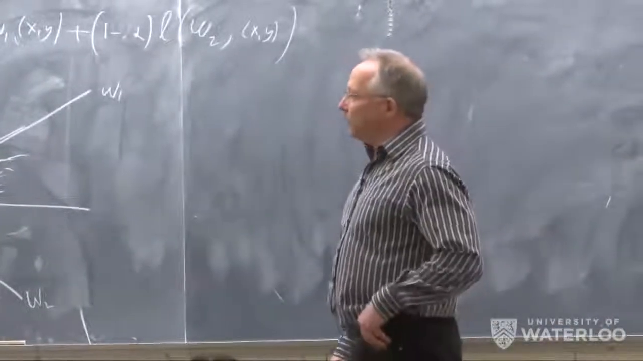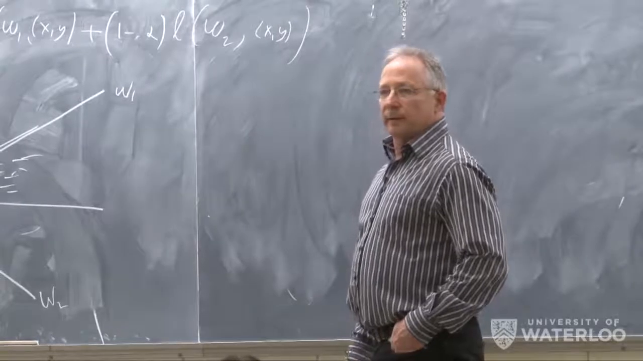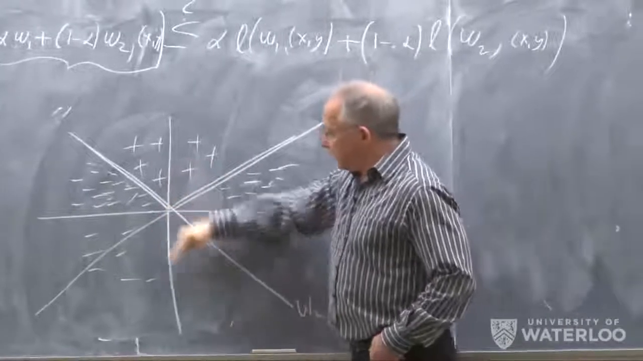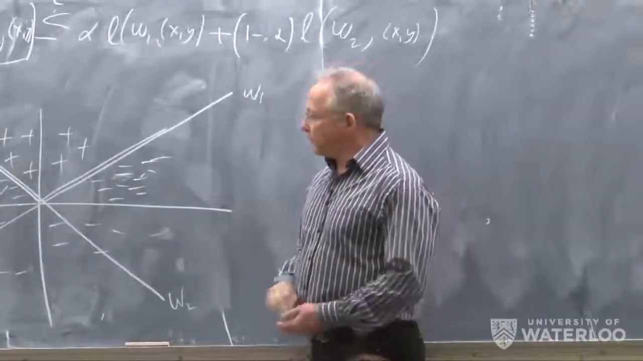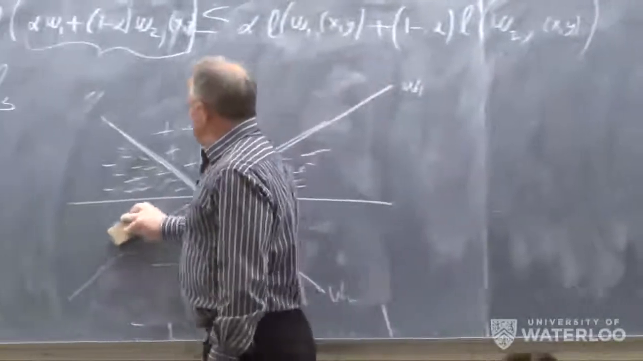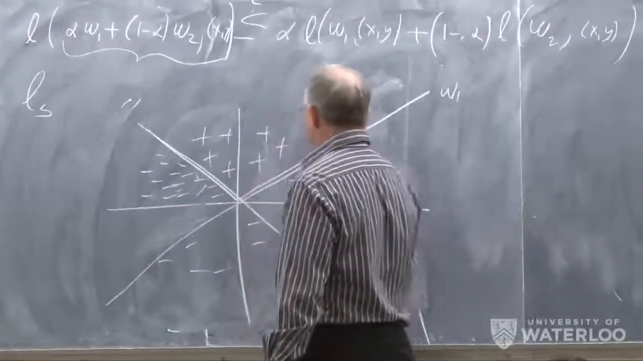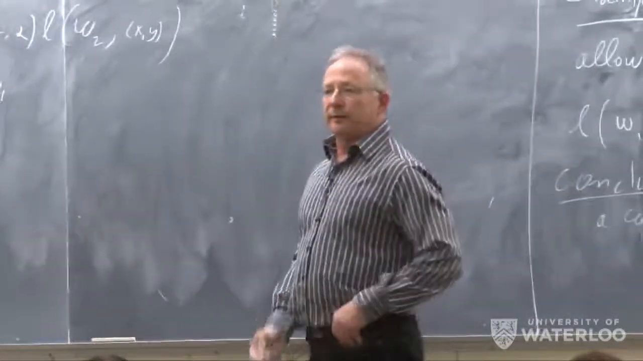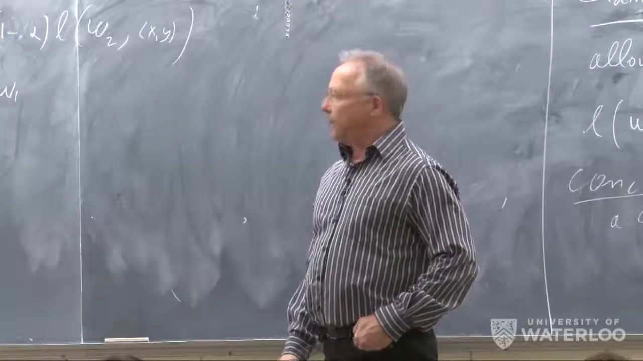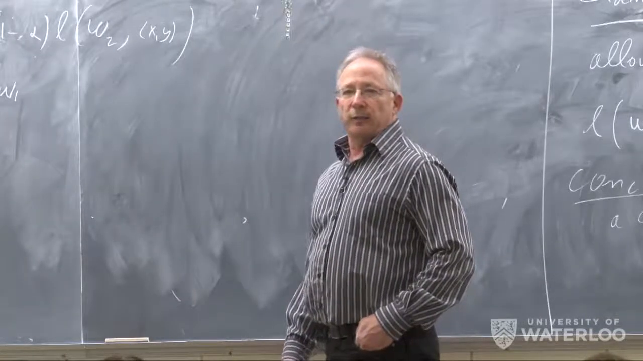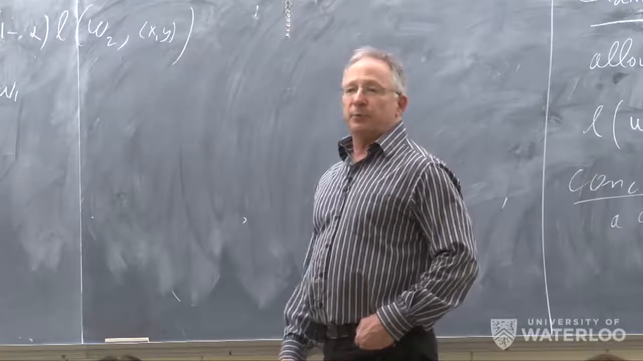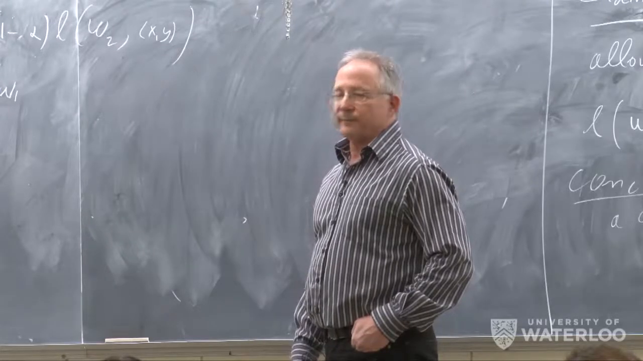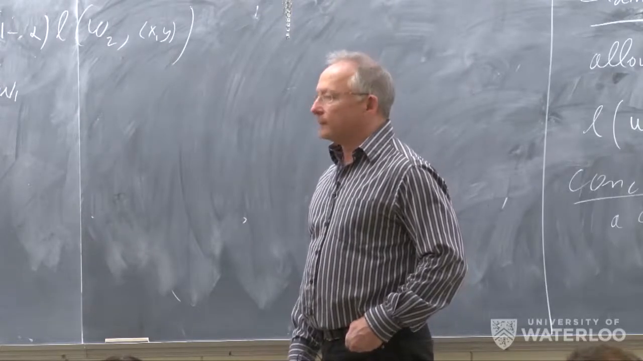So what is the loss of W1? My classifier W1 says this is plus and this is minus. Let us just completely erase the points here. What is the loss of W1? In which area do I have the points on which W1 mispredicts? Yes.